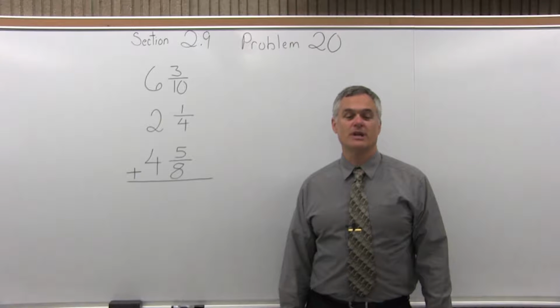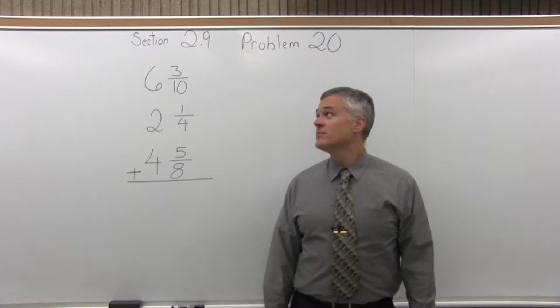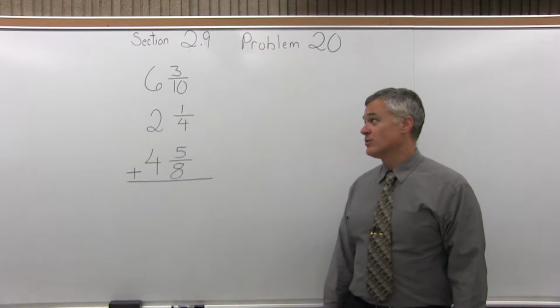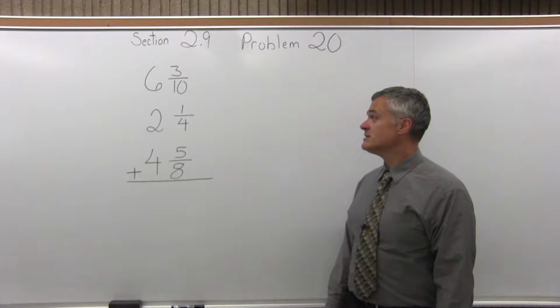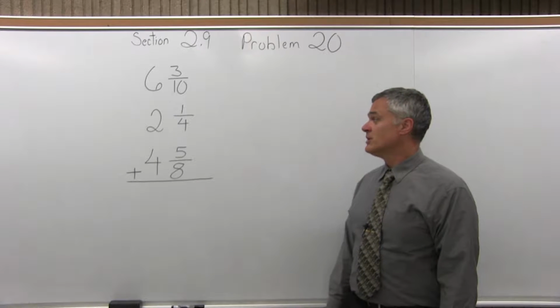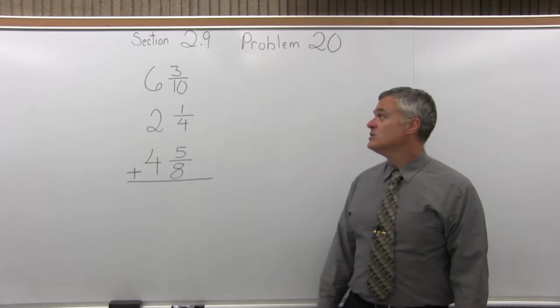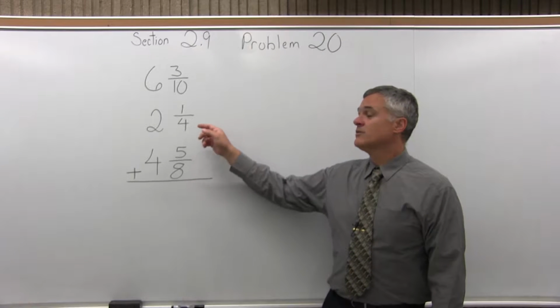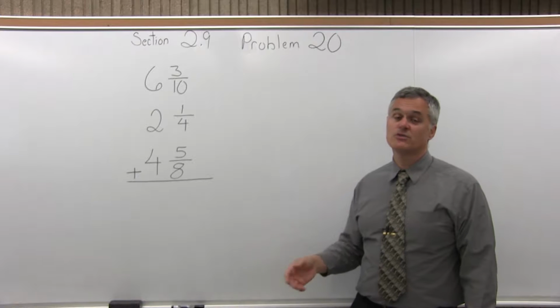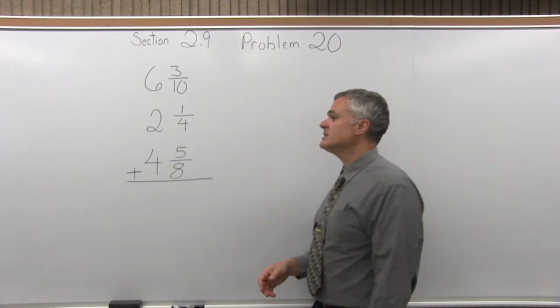This is Section 2.9, Problem 20. We have three fractions to add together, or three mixed numbers. We have 6 3/10, plus 2 1/4, plus 4 5/8. So we need to find the common denominator for each and add them together. It's the same process for two fractions or many, many fractions.